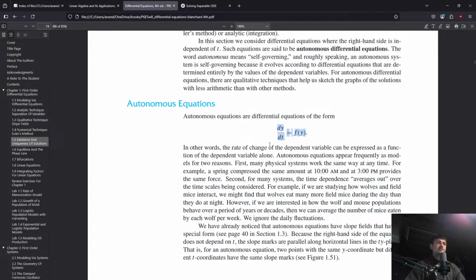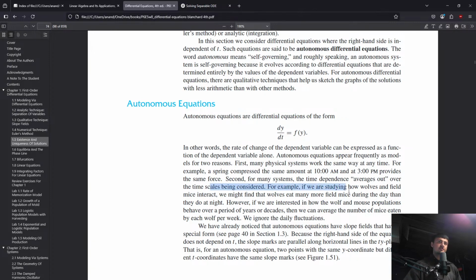In other words, the rate of change of the dependent variable can be expressed as a function of the dependent variable alone. Autonomous equations appear frequently as models for two reasons. First, many physical systems work the same way at any time. For example, a spring compressed the same amount at 10 a.m. and 3 p.m. provides the same force. Second, for many systems, the time dependence averages out over the time scales being considered.